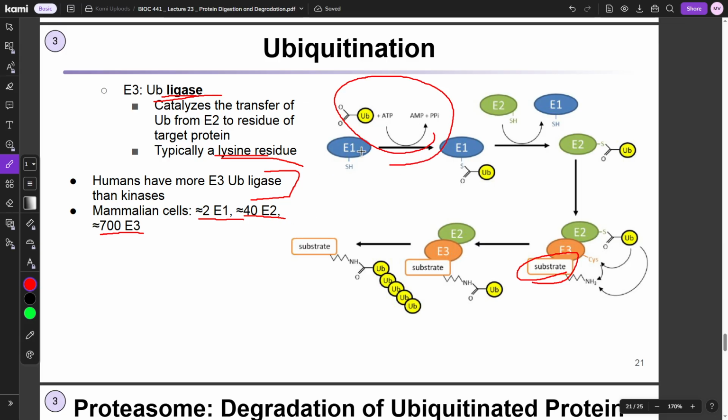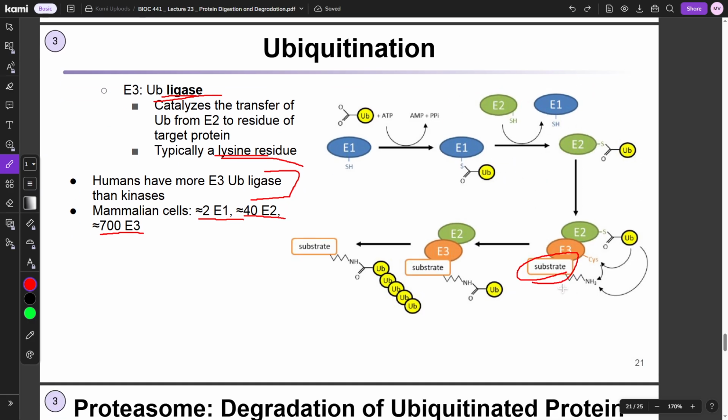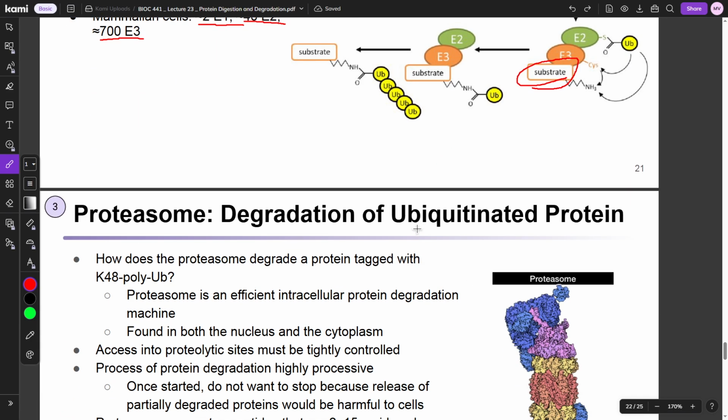I mean, this is like a synthetase, if you will. It's like an activating enzyme. That's a pretty general purpose enzyme. E2 is just a carrier enzyme. But E3 has to bind a specific protein substrate to attach the ubiquitin to, and so that's a very specific enzyme. And that's why there are so many E3s in comparison to the others.